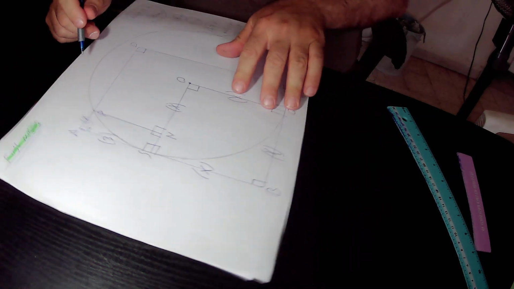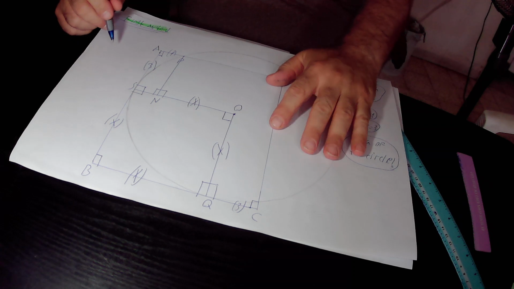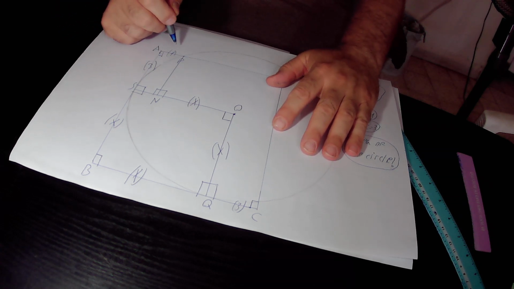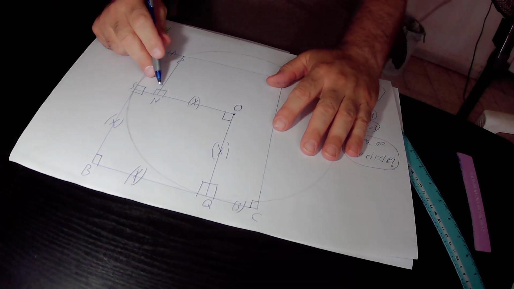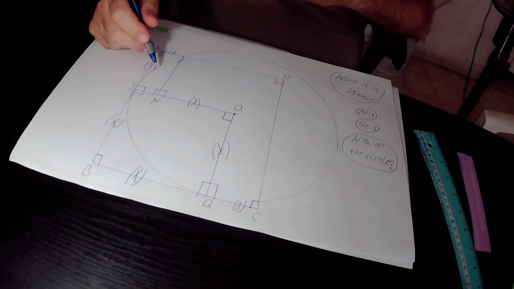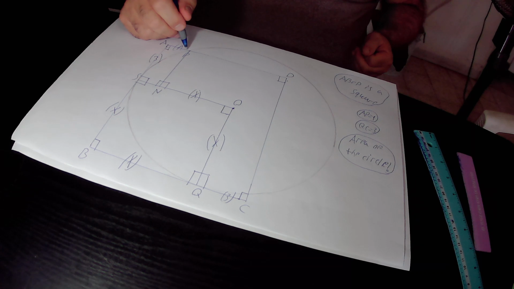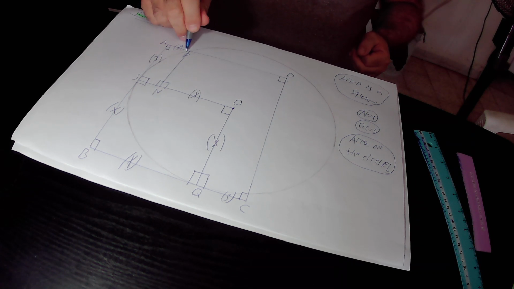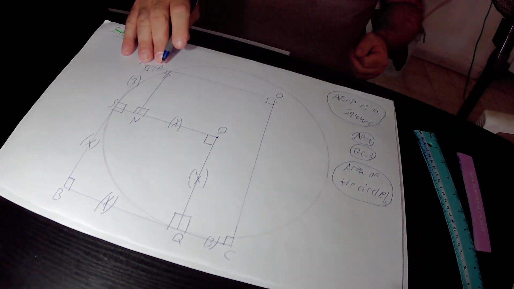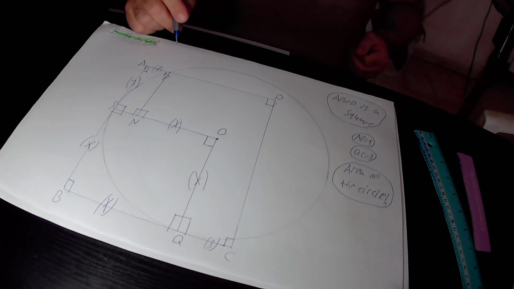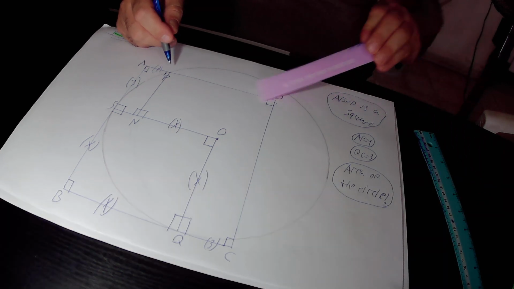By doing this construction, we get quadrilateral APNS. Inside this quadrilateral APNS, we have 1, 2, 3 right angles. The sum of 3 right angles is 270 degrees. So 270 degrees plus the size of this fourth missing angle, in total they must be equal to 360 degrees, according to the rule that states that the sum of the angles in any quadrilateral is equal to 360 degrees. And therefore this fourth missing angle must be equal to 90 degrees in its size.